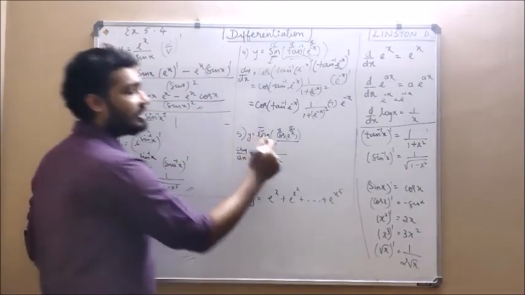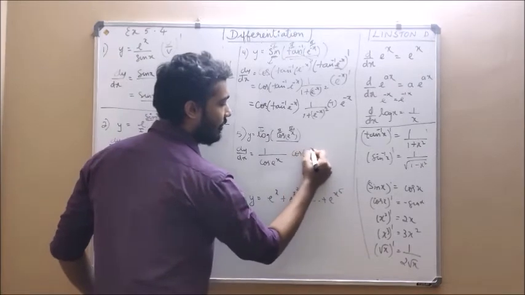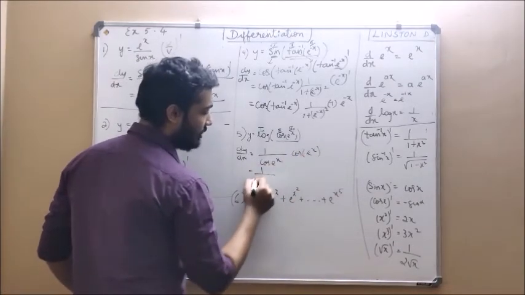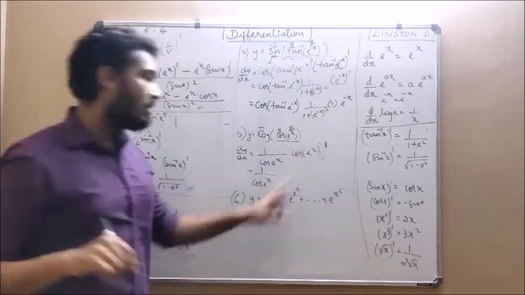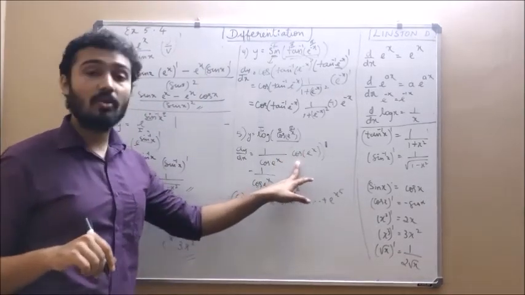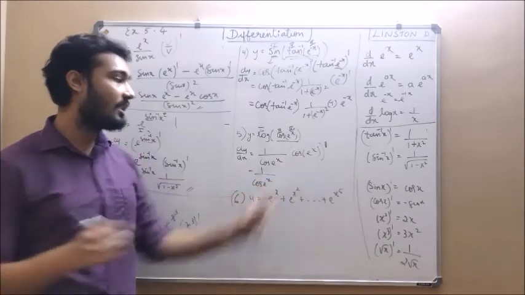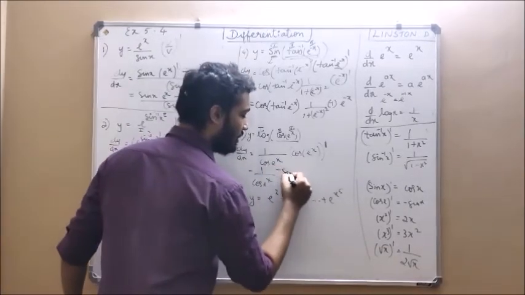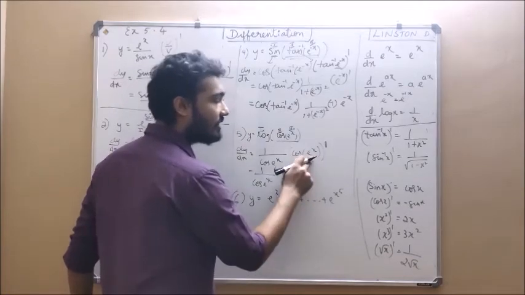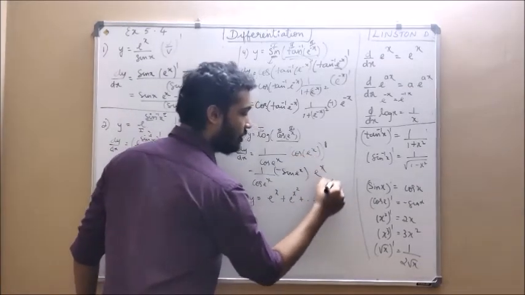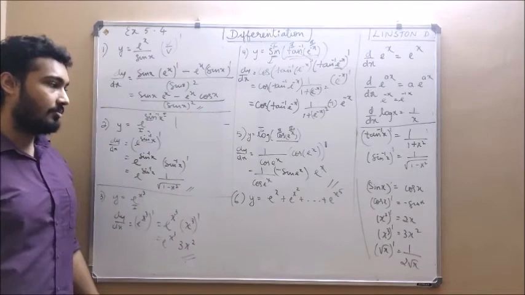Next, differentiate the inner function, cos of e power x. So it is 1 by cos e power x into the differentiation of cos e power x. The differentiation of cos x is minus sin x. Instead of x there is e power x. So minus sin e power x. Next, differentiate e power x. What is the differentiation of e power x? It is e power x. So this is the answer.